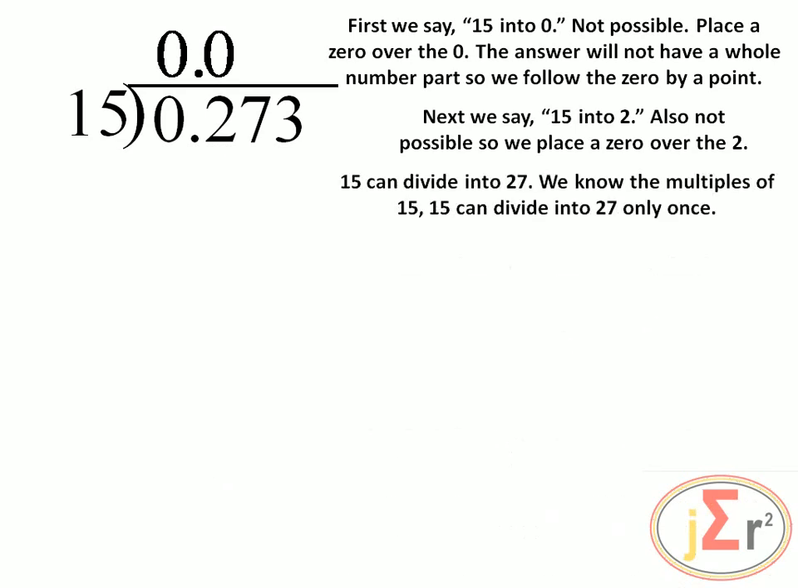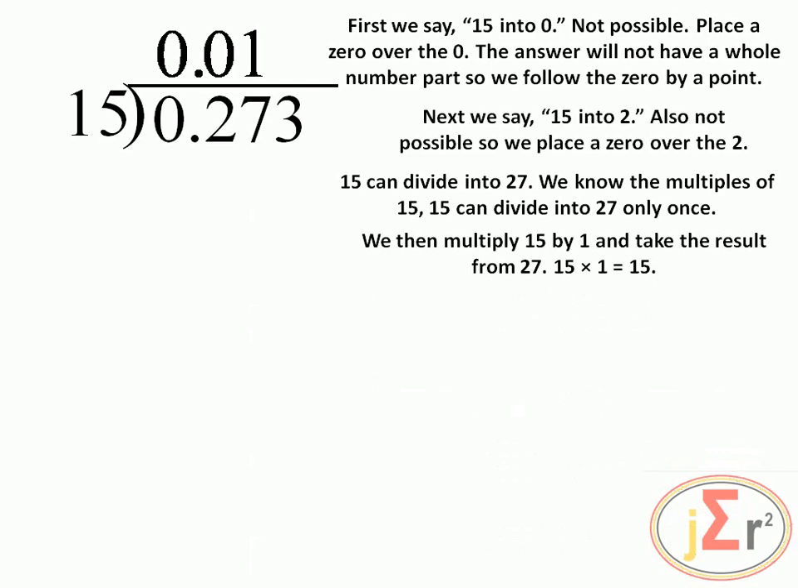15 can divide into 27. We know the multiples of 15. 15 can divide into 27 only once, because we know the next one is 30. 15 times 2 is 30. It is 27 once. We then multiply 15 by 1. So we say 1 multiplied by 15 that we intend to take away from 27. And when we subtract that, we get 12.